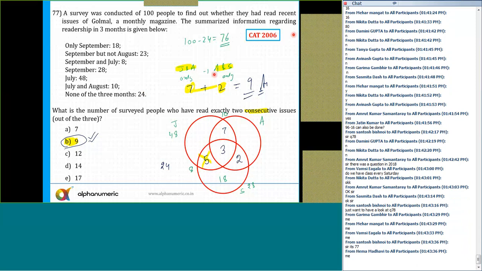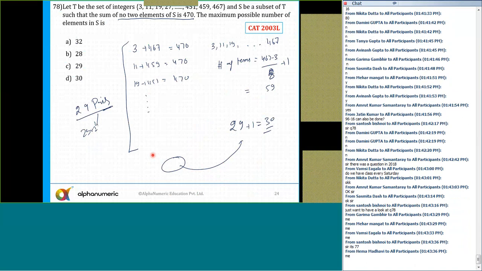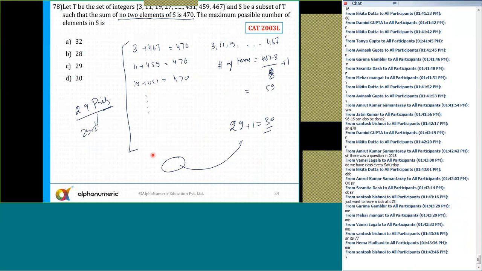Okay, 77. So you want question number 78. This is the 78. This is based on the pigeonhole principle, which we had discussed in the class also.